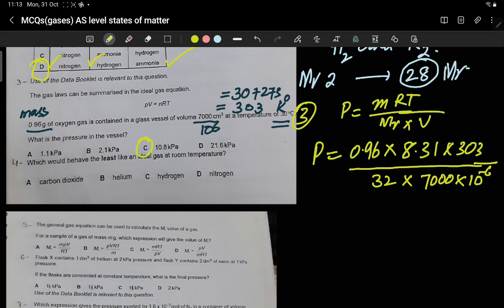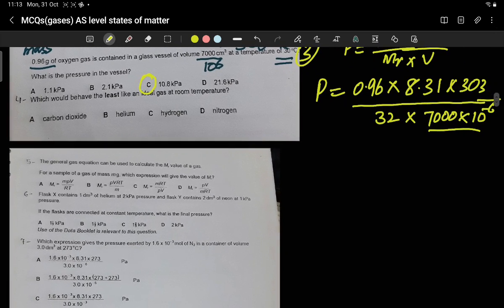Because we are using Pascal over here, after calculating this equation, it will be converted again into kilopascal by multiplying by 10 raised to 6.